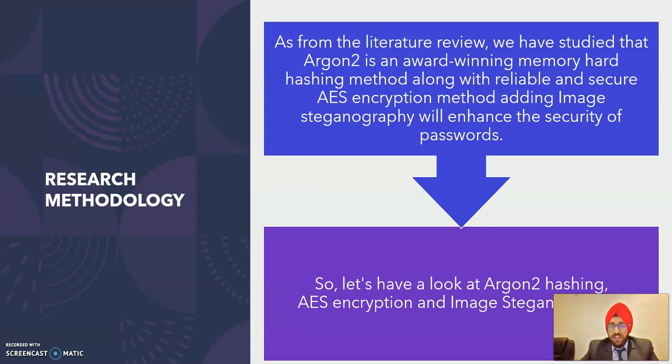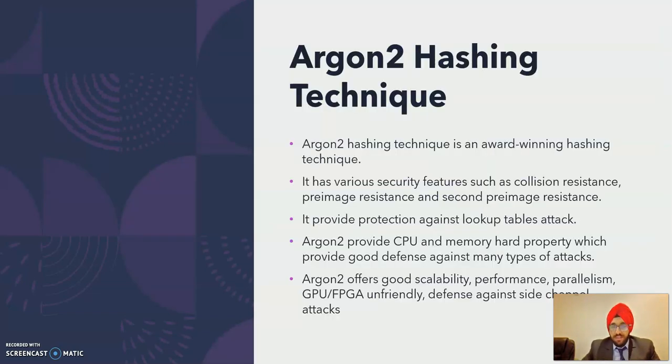From the literature review, we have studied that Argon2 is an award-winning memory hard function, which will be used in this proposed research along with the secure AES encryption, which is the fastest and the safest encryption method. These will be combined, and the combined password will be stored inside an image using image steganography. So let's see individually what Argon2, AES encryption, and steganography offer us. Let's move forward to Argon2 hashing.